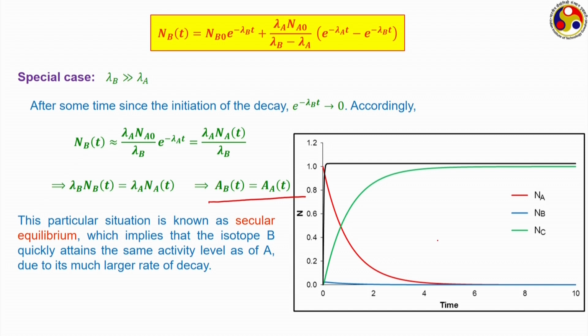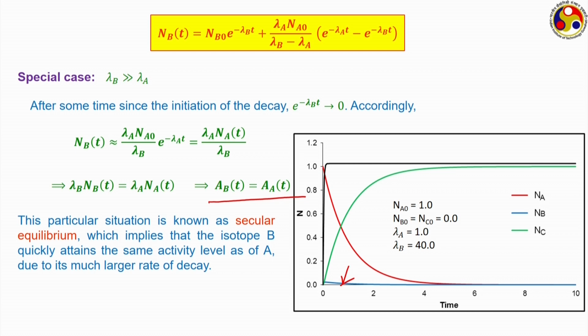If we see that graphically, here we have the same three lines. The red one corresponds to N A, and the blue one, which is hardly visible, hiding somewhere here, is N B; the green one is N C. Because the rate of decay of B is much larger, while plotting this we have used lambda A equal to 1 and lambda B equal to 40. The B nucleus is getting decayed as soon as its generation.